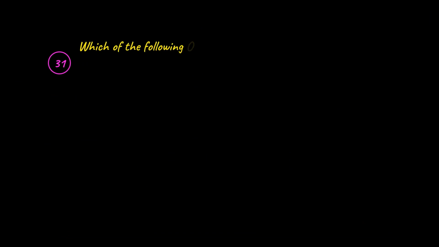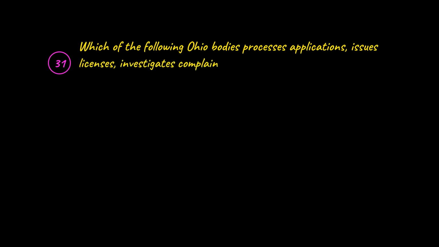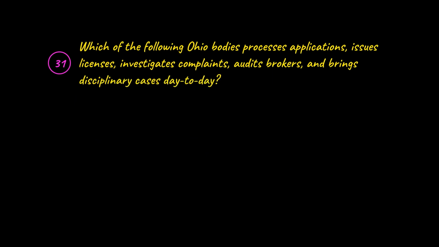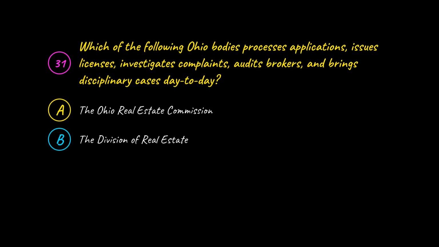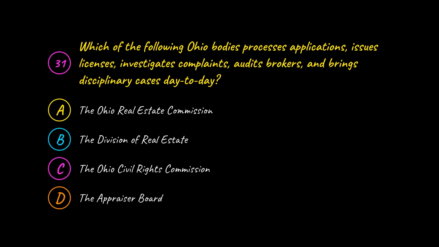Question 31. Which of the following Ohio bodies processes applications, issues licenses, investigates complaints, audits brokers, and brings disciplinary cases day to day? Your options are A. The Ohio Real Estate Commission, B. The Division of Real Estate, C. The Ohio Civil Rights Commission, D. The Appraiser Board. Don't overthink it. Which one feels right?